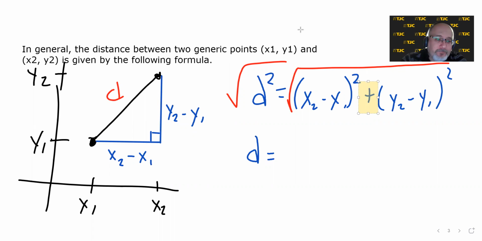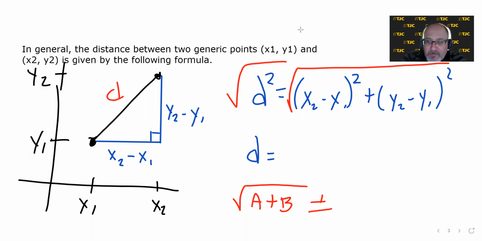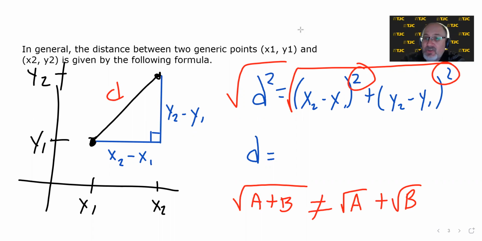You cannot distribute a square root across plus or minus. Let me say that again. You cannot distribute a square root across a plus or minus. In other words, if you have the square root of two things added together, you cannot distribute the square root across it. There are times when you can distribute a square root, but this isn't one of them. And the only way we could cancel the squares up here is if we could distribute the square root across the plus, which we can't.